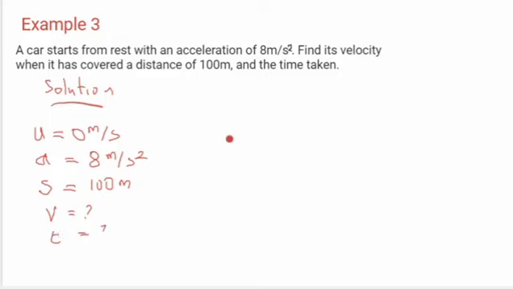So which of the equations are we using? We have U, we have A, we have S, and we need to look for V first. If you check the equations of motion, we're going to be using V square equals U square plus 2AS, to find V first. So V square equals U, which is 0 square, plus 2 times A, which is 8, then times S, which is 100.